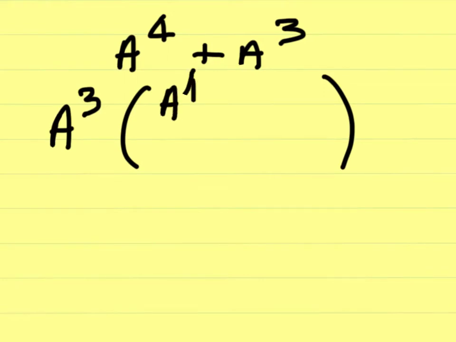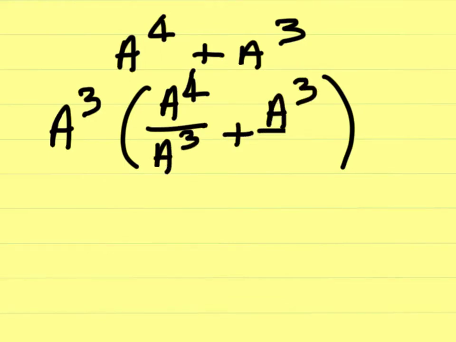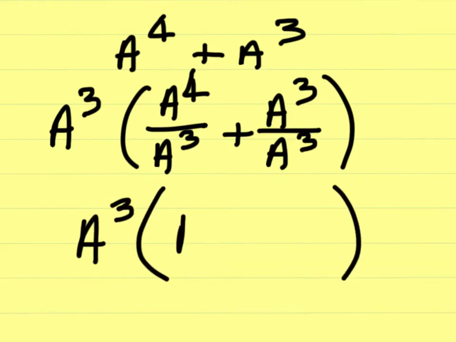So divide a to the fourth by a to the third and a to the third by itself. Your final answer should be a to the third times the quantity of a plus 1.